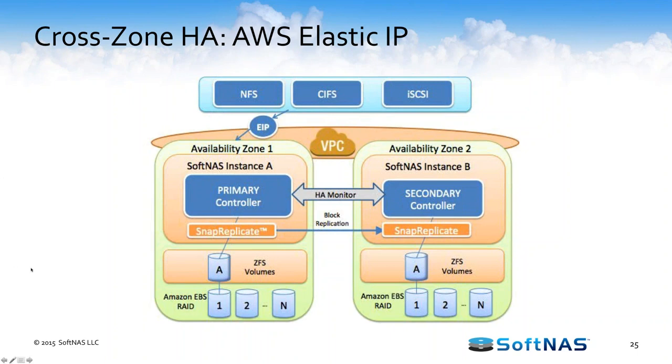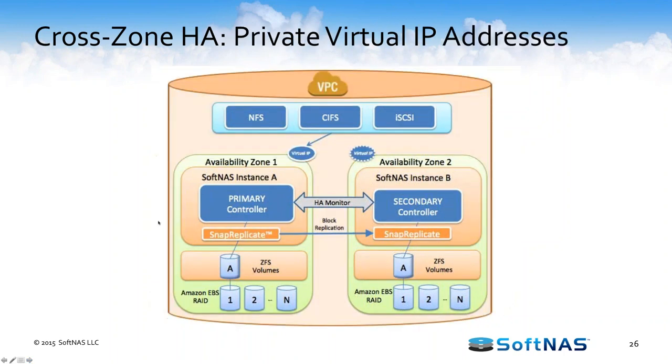This is applicable for doing things like backing EBS with SoftNAS, or using S3 with SoftNAS. Any of the AWS storage types can be leveraged here to give you a highly available architecture utilizing elastic IP addresses. The second mode is to use a private virtual IP address where both SoftNAS instances live within the private subnet and don't have any access out.